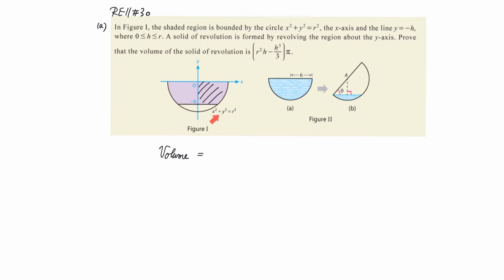So the function should be expressed in terms of y, so x should be the subject. That is, we write x as the subject. And the volume can be found by pi multiplied by the integration starting from y equals negative h, up to y equal to 0, of the function in y, take the square, dy.